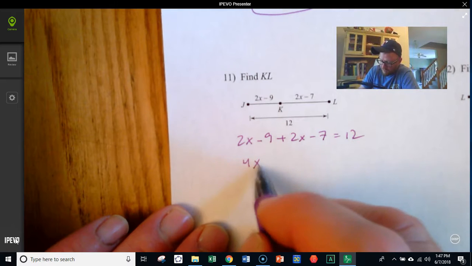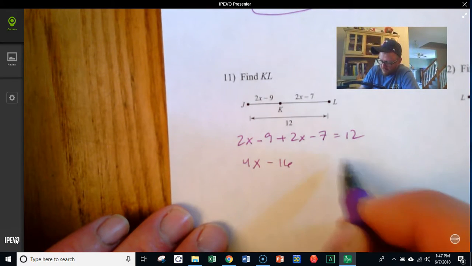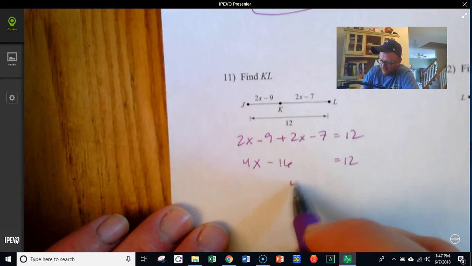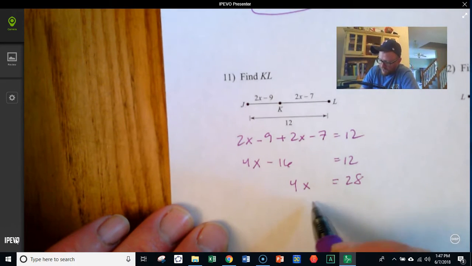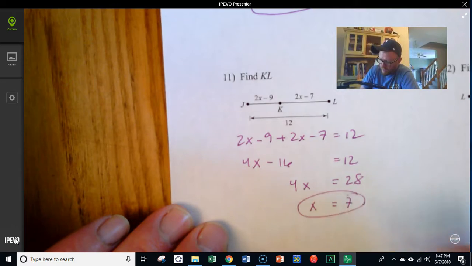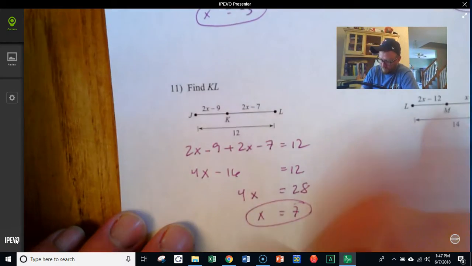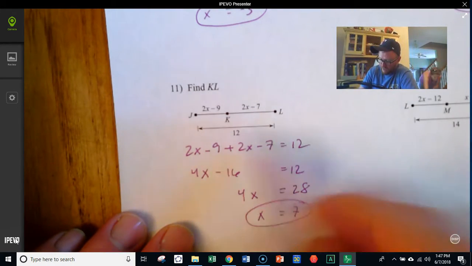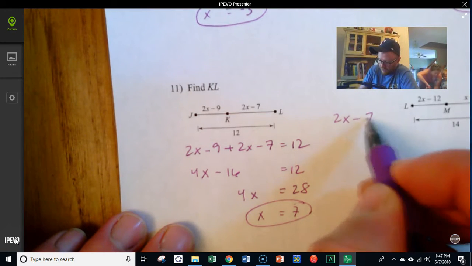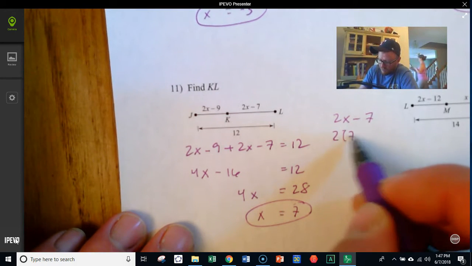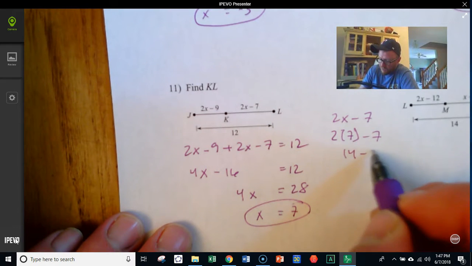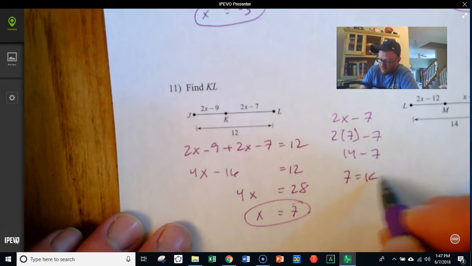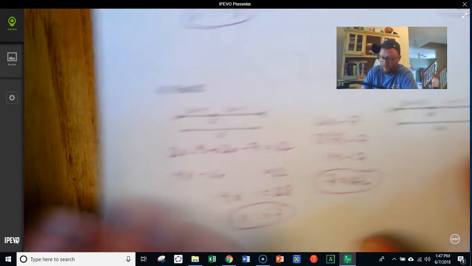That gives us 4x minus 16 equals 12. That's 4x equals 28. x equals 7. So we're trying to find KL. 2x minus 7. 2 times 7 minus 7, which is 14 minus 7, which is 7 equals KL.